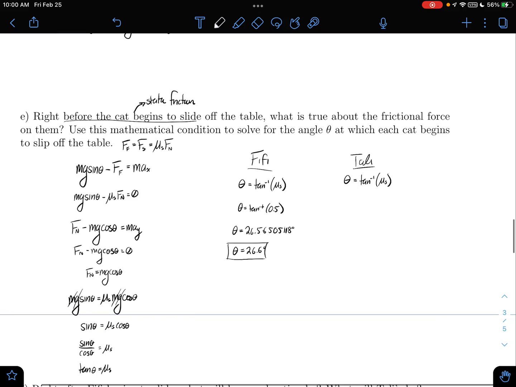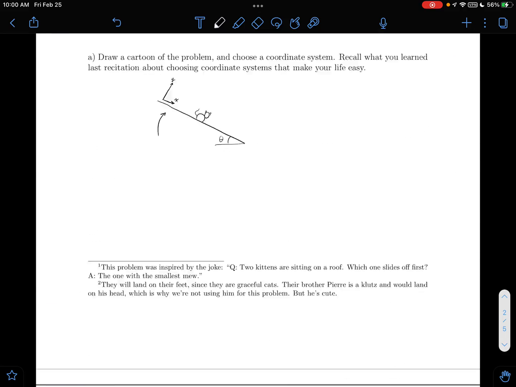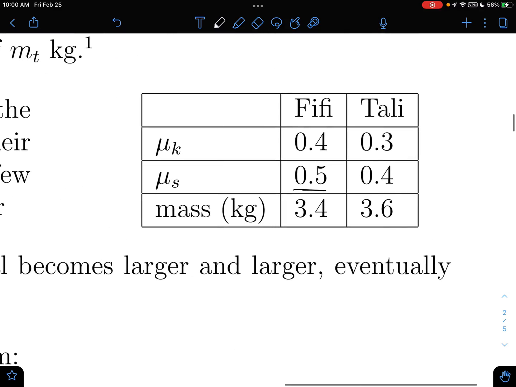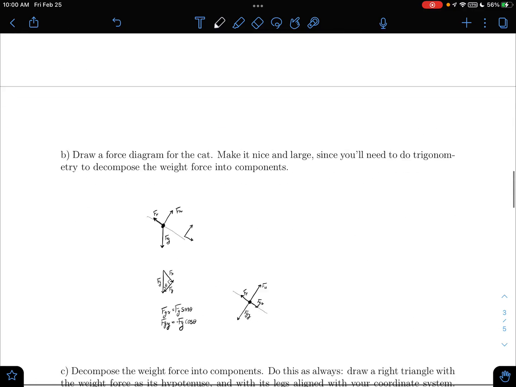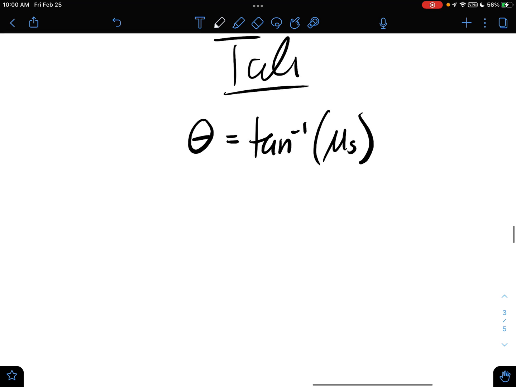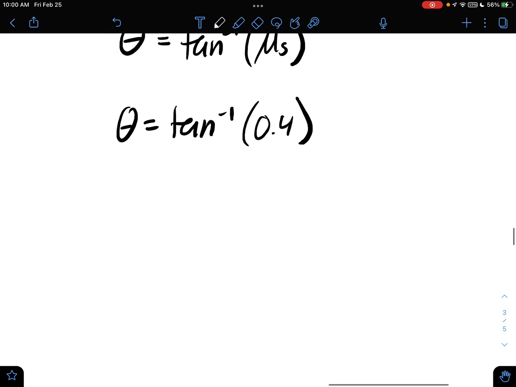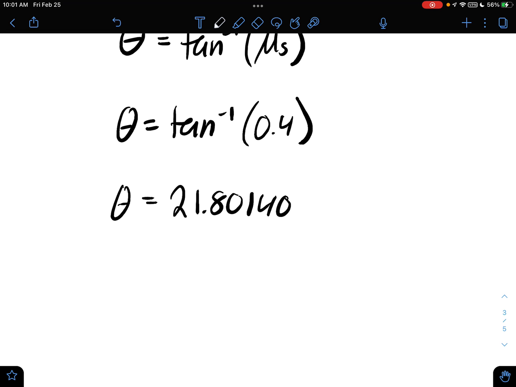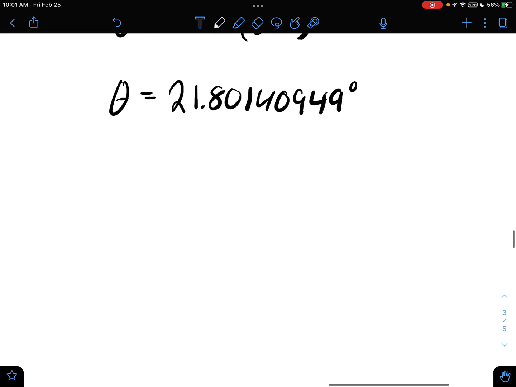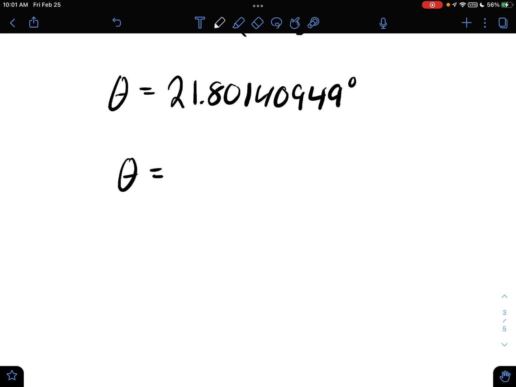Now let's take a look at Tally. Our coefficient of static friction for Tally is 0.4. So we're going to be doing the tan inverse of 0.4, which means that our theta is approximately 21.801404949 degrees. Cutting for sig figs again, theta is 21.8 degrees.